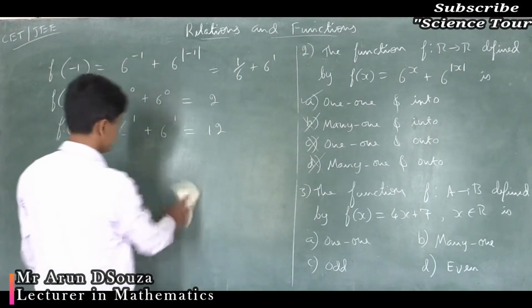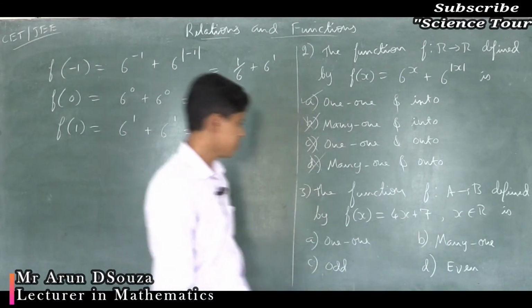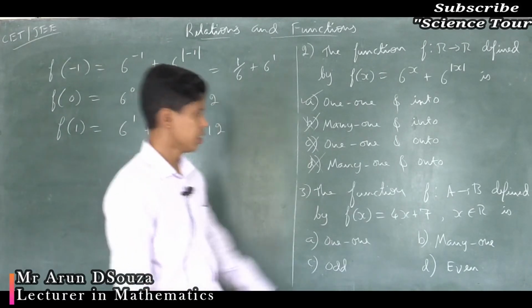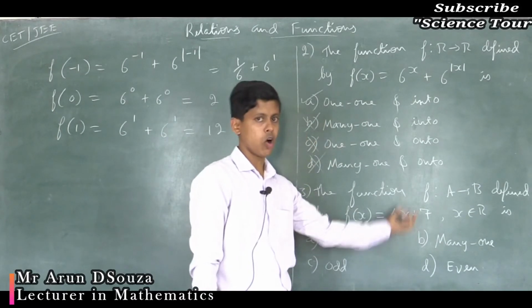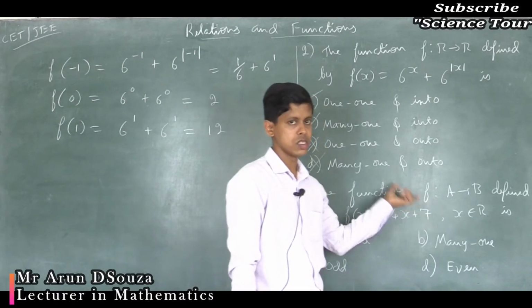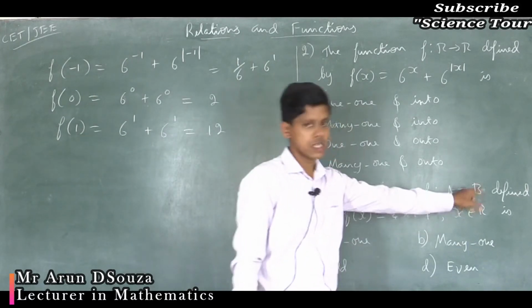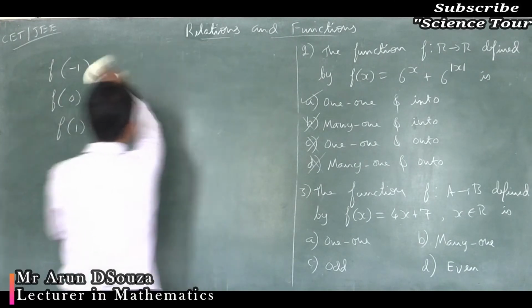The third question is the function f from A to B defined by f of x is equal to 4x plus 7 where x belongs to the real numbers. See, these input values are all real numbers. So, this is a real valued function, alright. We do not know about B, we will see what is B there. That will be the range.